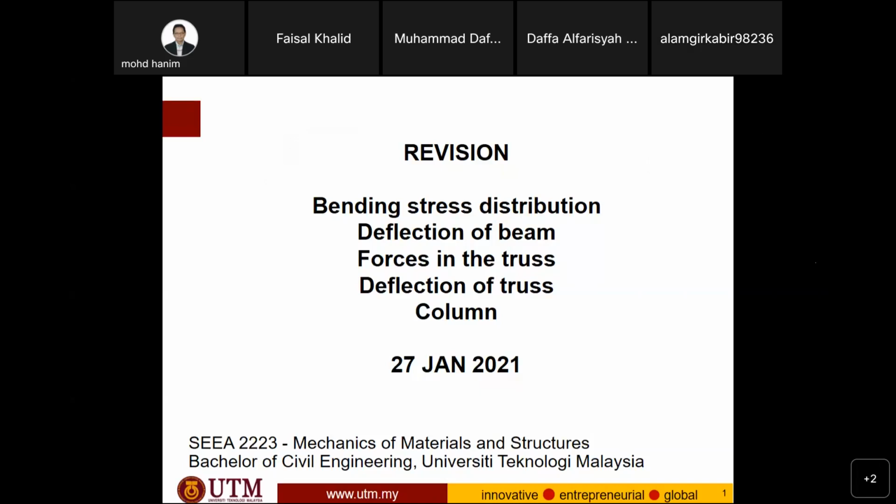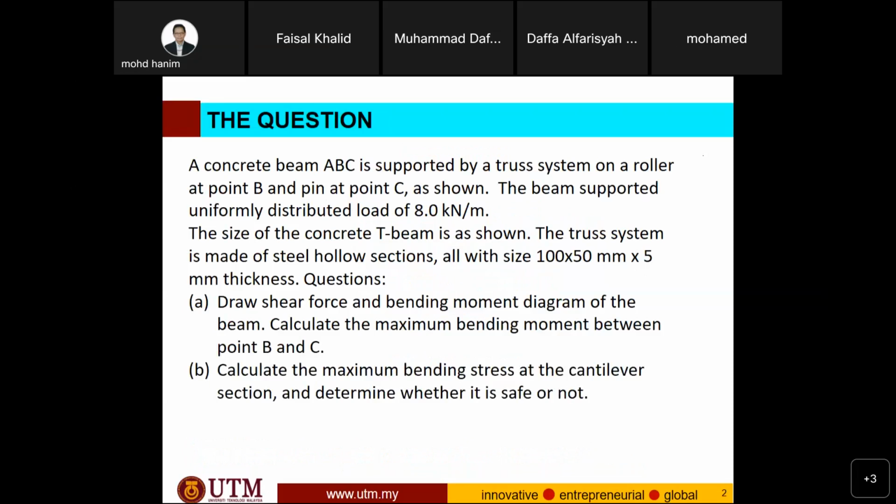So we have about 1 hour for this first revision. But for this 1 hour, I'll try to cover many things, to cover the topics that we have been taught during this semester: bending stress distribution, deflection of beam, forces in the truss, deflection of truss, and column. And this is not the only revision class. Maybe I have another ones. It depends on whether you need more revision or not.